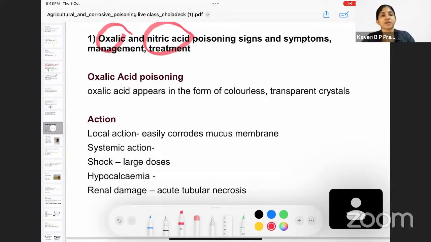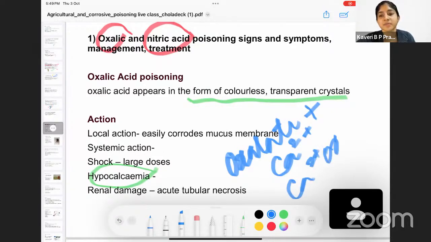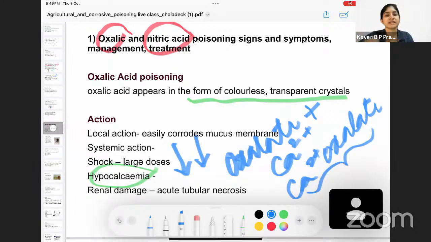Coming to oxalic acid poisoning, first you write what oxalic acid is. This is going to fetch you an extra mark probably. Oxalic acid appears in the form of colorless, transparent crystals. That's all. A very basic, simple statement. Now coming to the action of oxalic acid, the local action is that it easily corrodes the mucous membrane. Systemic action: large doses will cause shock. There is going to be hypocalcemia. Why? Because the oxalate in the oxalic acid combines with the calcium in the body and forms calcium oxalate. And because the calcium is complexed in the form of calcium oxalate, its amount reduces in the serum. There's going to be renal damage, and acute tubular necrosis.